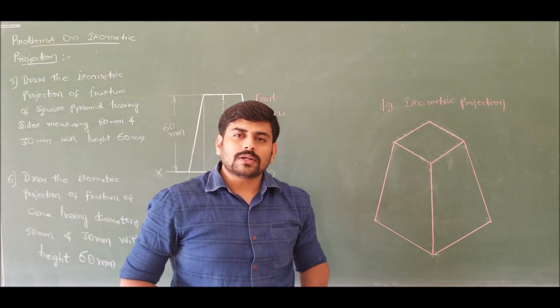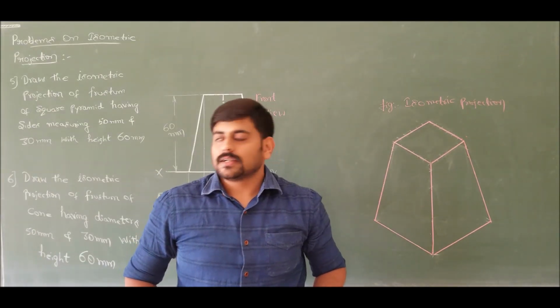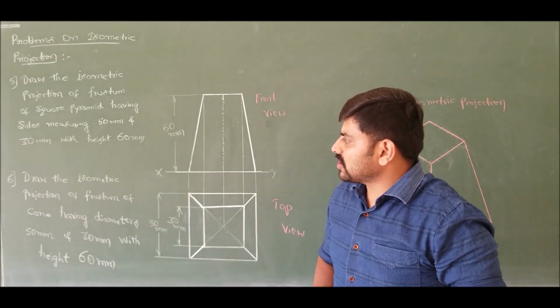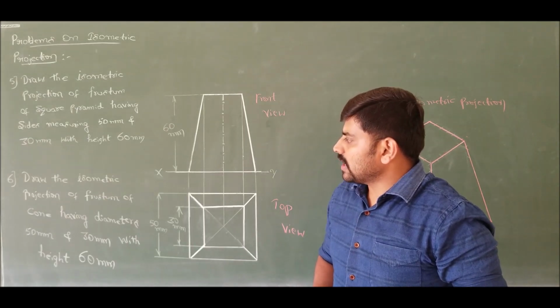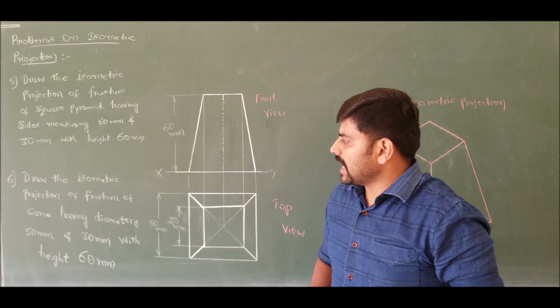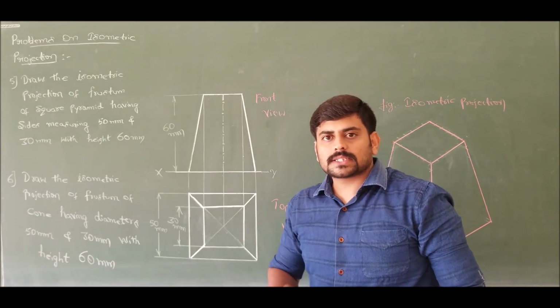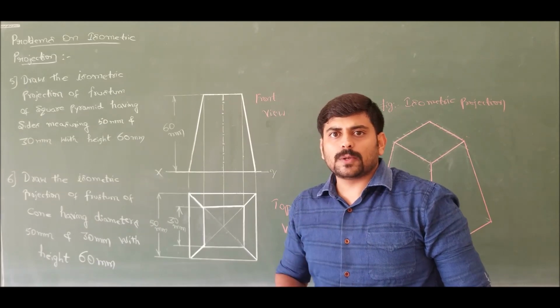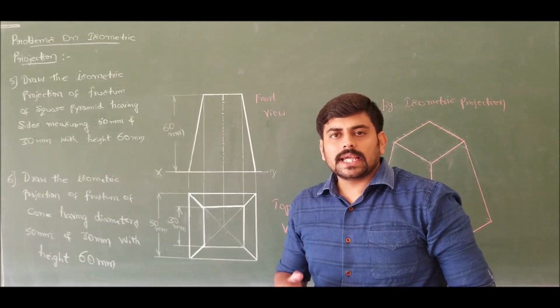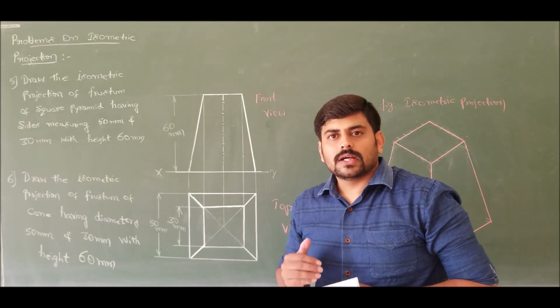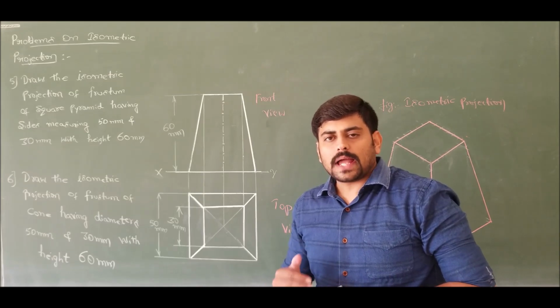Now let us move on to our problem number 6. Problem number 6 states that draw the isometric projection of frustum of cone having diameters 50 mm and 30 mm with height 60 mm. So first let us draw the front view and top view so that we will get the clear picture of the frustum of the cone. If I draw front view and top view, I will get.